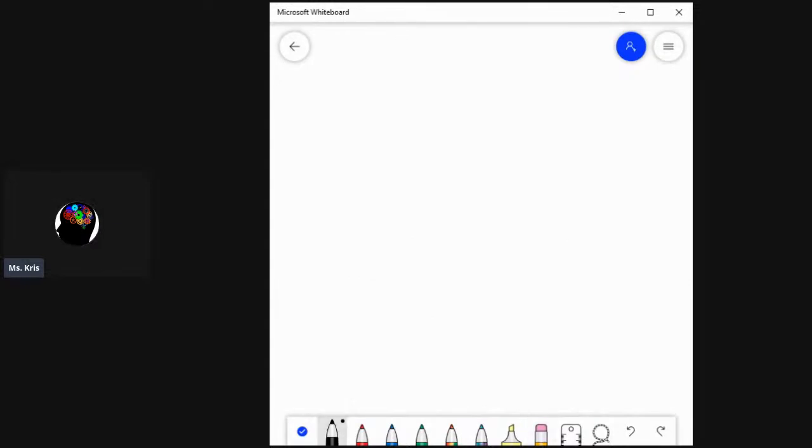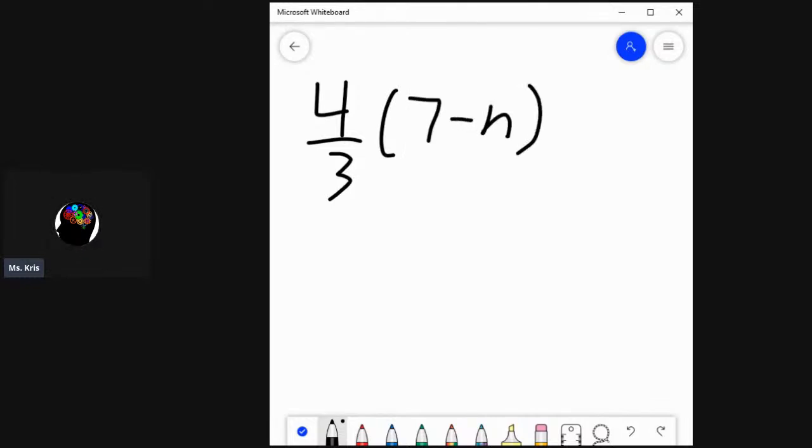Now, here is one when your numerator is not 1. Four over 3 times 7 minus n, and that equals 12. Now, for me, of course, I'm going to multiply by the flip fraction, which is 3 over 4 on both sides.